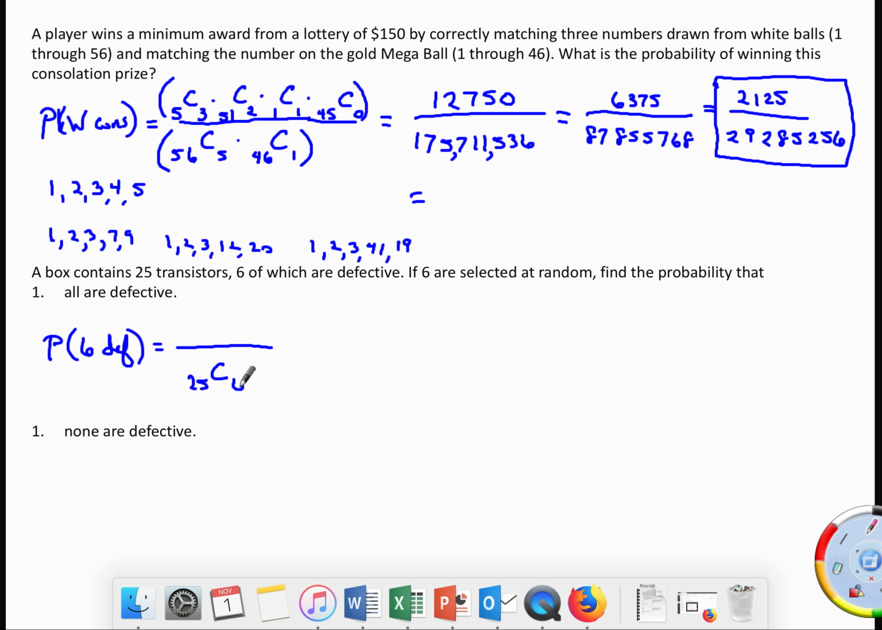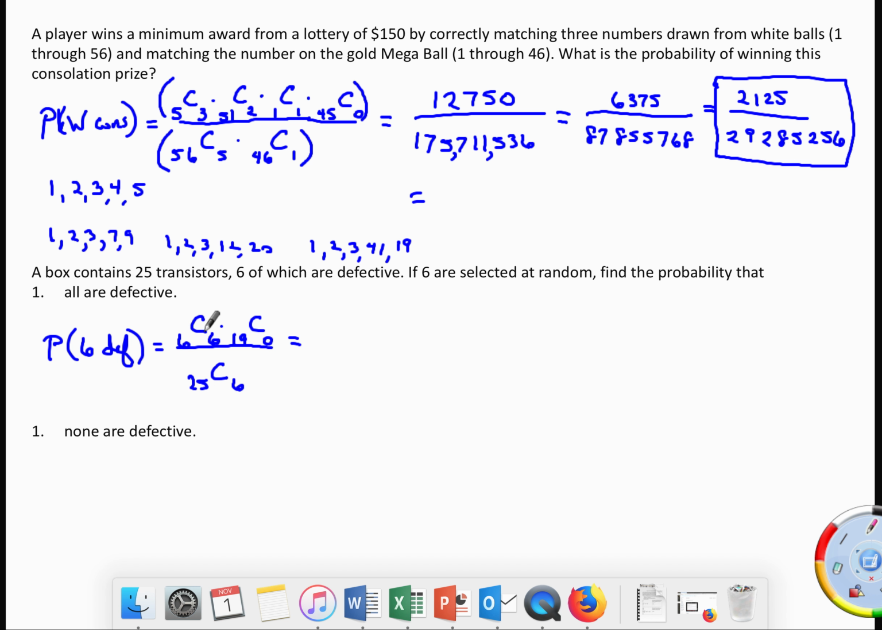That's 25 choose 6. Now the numerator is about the event which they're asking me about: find the probability that all are defective. So those 6 that I've chosen have to come from the 6 defective ones. So that's 6 choose 6. And, on second thought, since I've already chosen all 6 of mine, that means I'm going to choose 0 out of the other group. But still, just to keep in mind that format, if 6 are defective, there's 19 good ones. But I'm going to choose 0 of those.